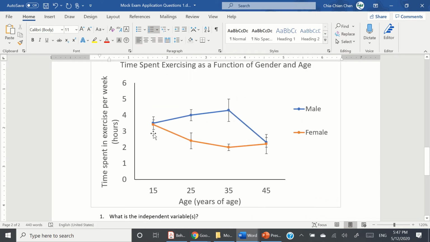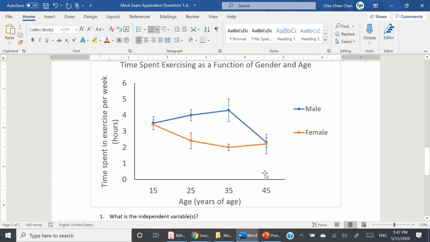Okay, so at 15, do the error bars overlap? They do. So therefore, at the level of 15 years of age, male and females do not differ in terms of how much time they spend exercising per week. At 25 years, yes, we see a difference. Males spend significantly more time than females exercising.